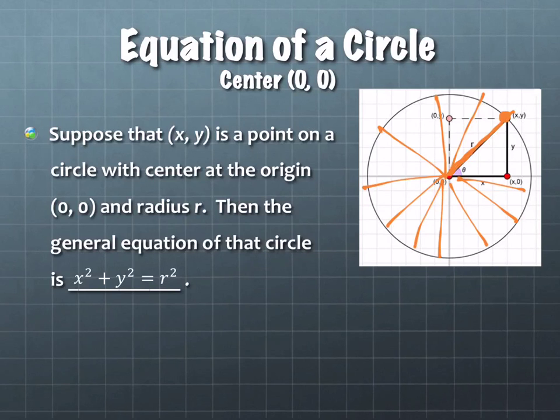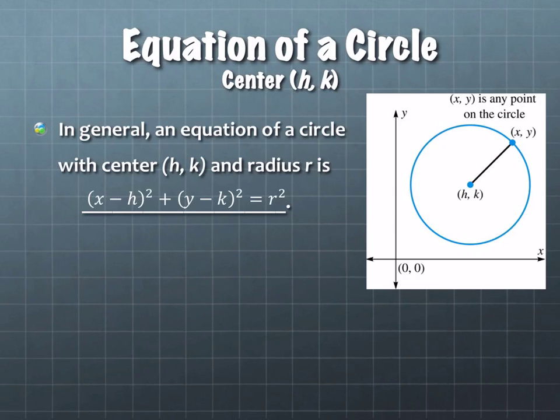Now it gets a little bit more complicated when the center is at a different location. So if you have any general center of the circle like h, k, then you end up with x minus h squared plus y minus k squared equals r squared. And all it's doing is it actually has to subtract off where your h and your k, the center of your circle, are. That is how far away they are from the center, the origin, as well.